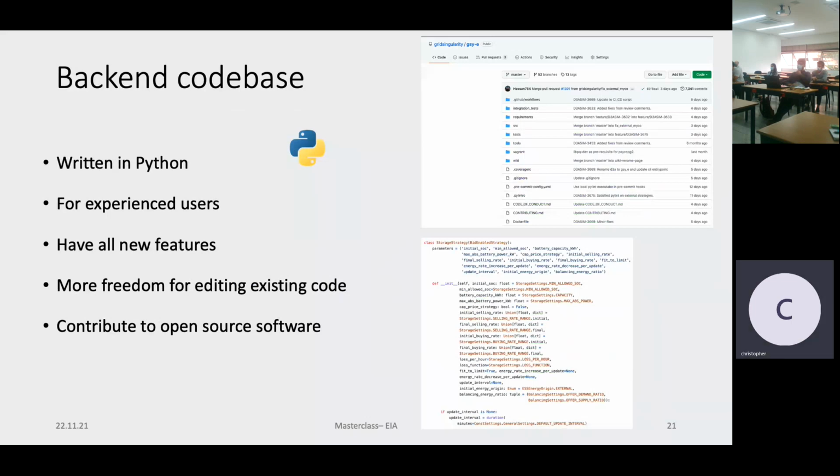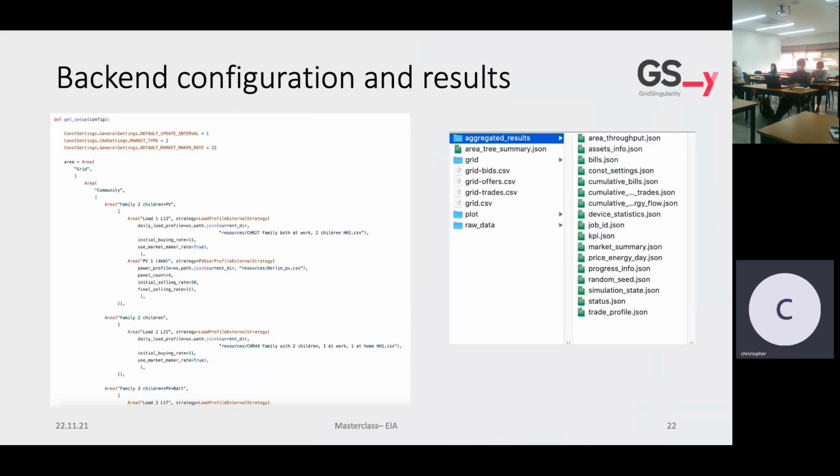Launching a simulation in the backend is quite different from the UI. You have to prepare a setup file in Python, where you build the digital twin of the community. So it starts with the different parameters, like the market type, so what type of clearing, if you're using pay-as-bid or another clearing mechanism, or other parameters. And then you build the hierarchical model. So for instance, here I had the grid market first, and inside the grid market, I had a community with different homes, like a family with 2 children that has a consumption and a PV. And you set all the different parameters there.